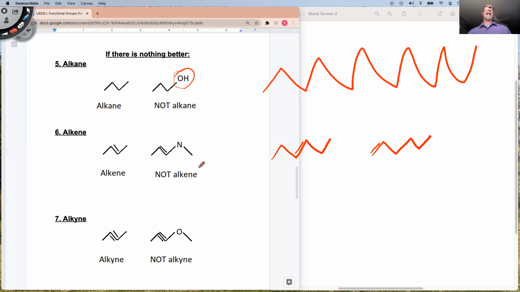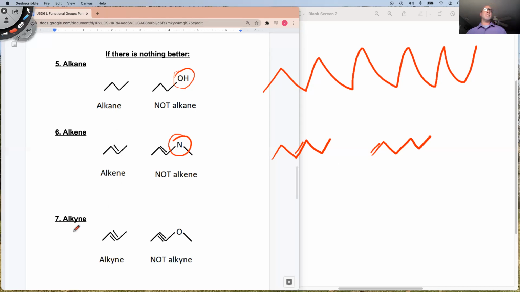This is not an alkene, all right? Because there's this amine functional group, and the amine functional group takes precedence. So we would call this an amine, right? And this would be called an alcohol. But if there's nothing else, then we would call it either an alkane or an alkene.